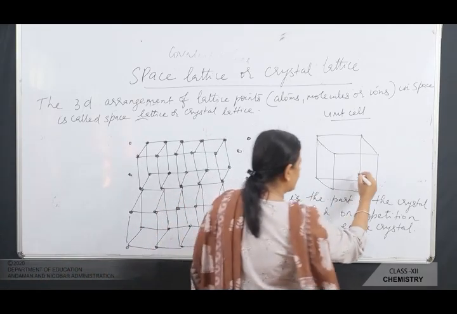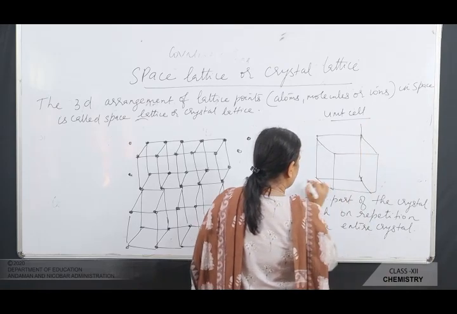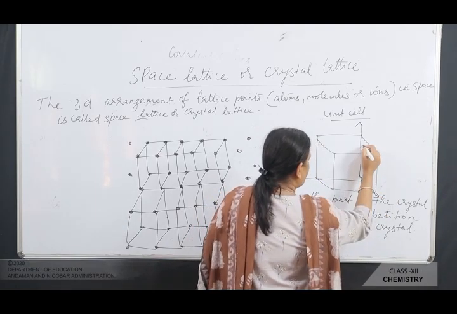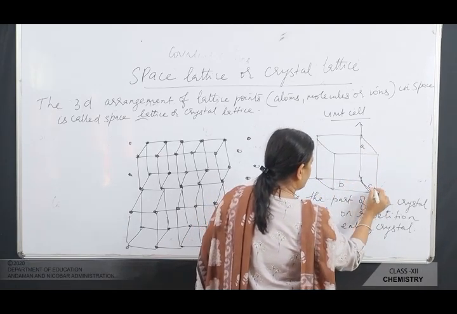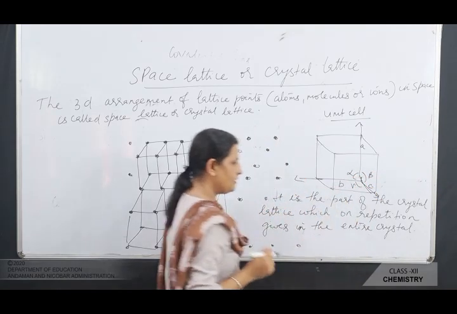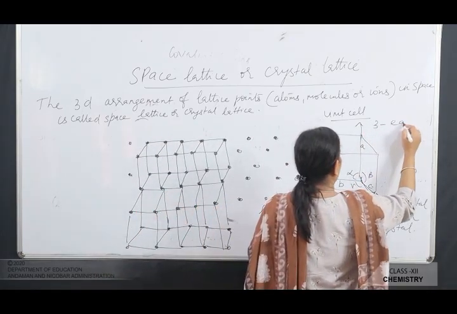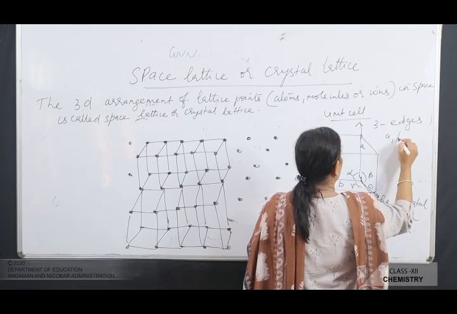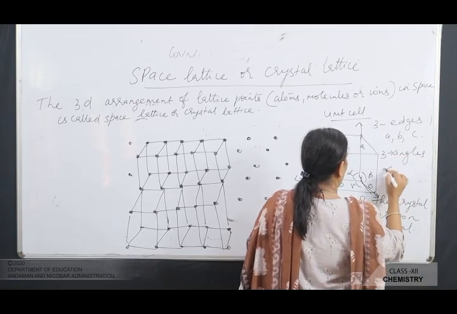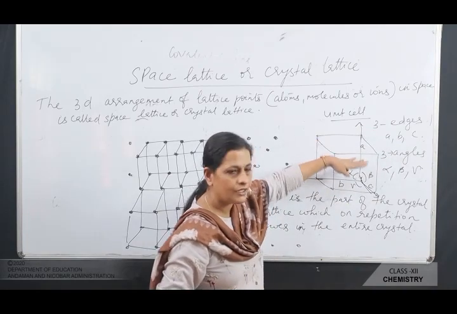So what are the 6 parameters of the unit cell? A unit cell has got 6 parameters. Here are 3 directions, x, y, z. So these are the 3 edges, A, B and C, and it has got 3 angles, alpha, beta, gamma. Got it? So it has got 3 edges A, B, C and 3 angles alpha, beta and gamma. So these are the 6 parameters of a unit cell.